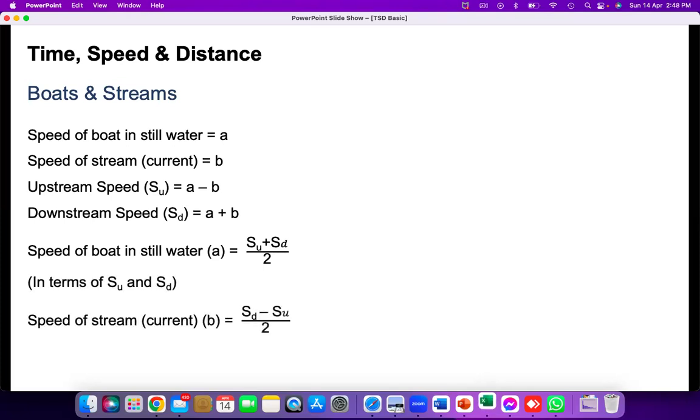Similarly, speed of stream current will be how much? Downstream speed minus upstream speed divided by 2. Same logic.